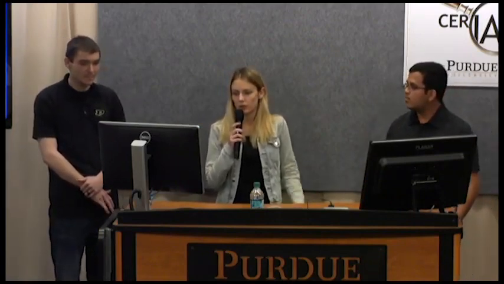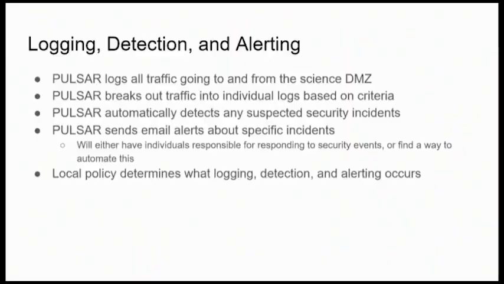Hi, I'm Lauren. I was more on the IT security and policy side of things. So PULSAR and the technology underlying it, which is Zeek, it logs all of the traffic going to and from the Science DMZ. This at the very least fills our auditing functions that we need. It also breaks out the traffic into individual logs based on criteria, which I'll talk more about later. It detects any suspected security incidents and flags them and sticks them in separate logs so they're easy to find.